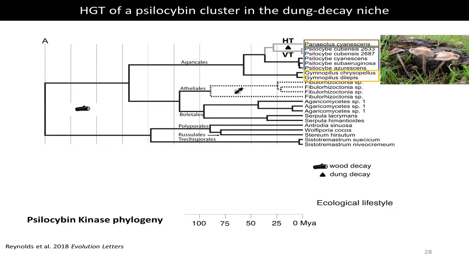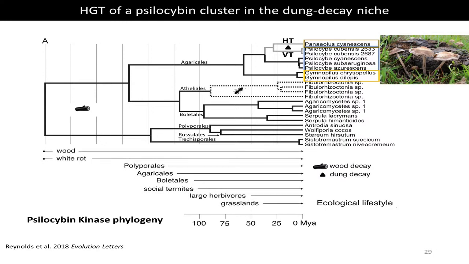And then at some point in the diversification of the psilocybe lineage, there was a horizontal gene transfer from psilocybe cubensis lineage to the Panaeolus cyanescens lineage. And the interesting part of that discovery was that both of those fungi involved in the horizontal gene transfer were dung fungi. And we subsequently identified another horizontal transfer that was in two late wood decay fungi. So multiple horizontal gene transfer events that were associated with the same ecological niche.